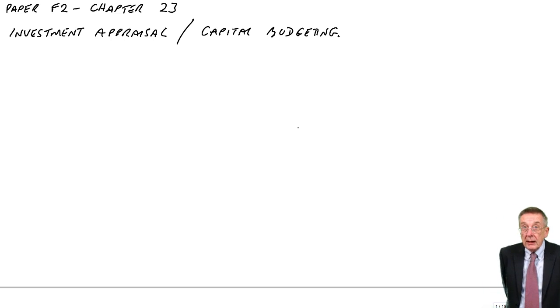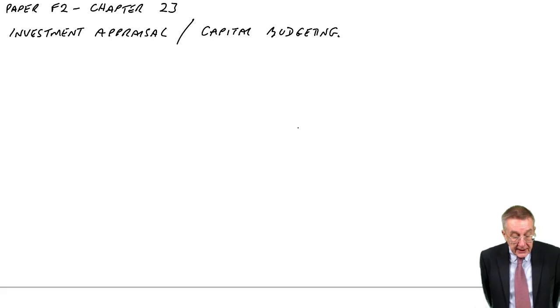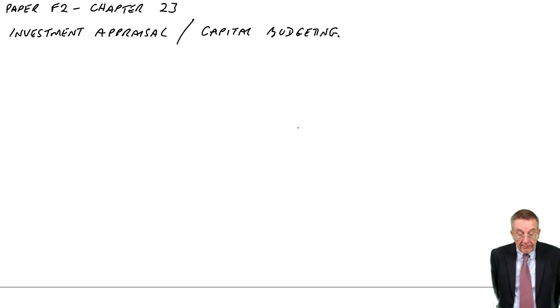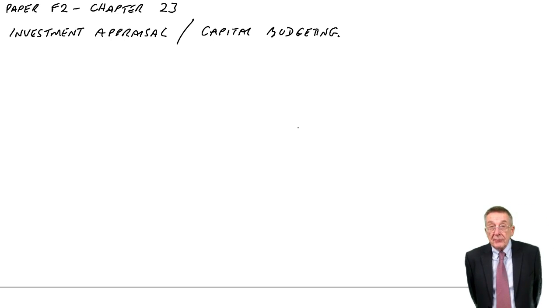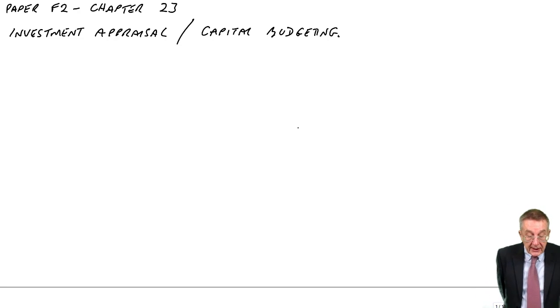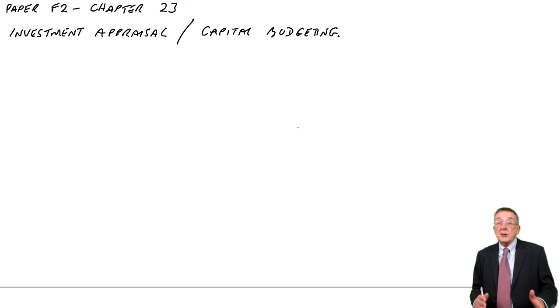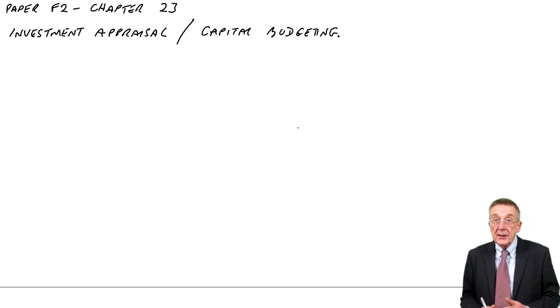Look at example 1 before I say any more. It says a new project will cost $80,000 and is expected to last 4 years, and at the end of 4 years it's expected to have a scrap value of $10,000. It's going to last 4 years. The scrap value, that's what we expect to sell it for in 4 years' time.